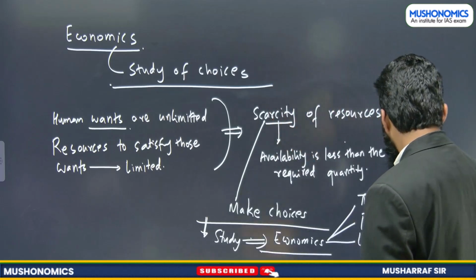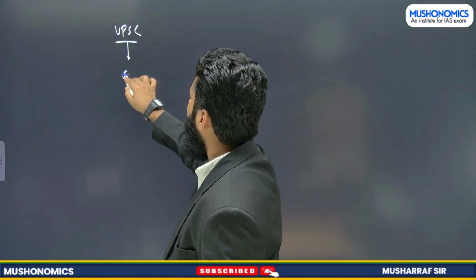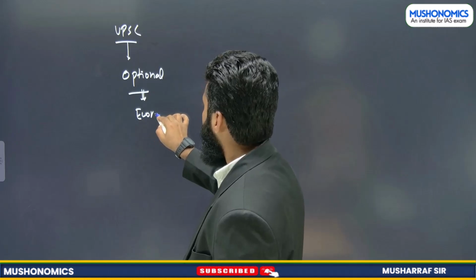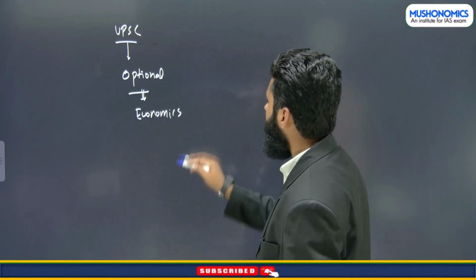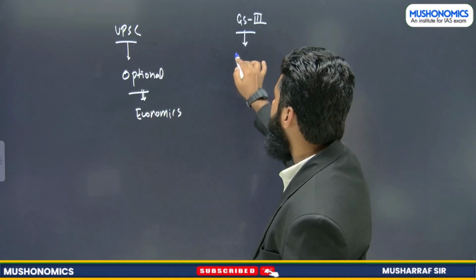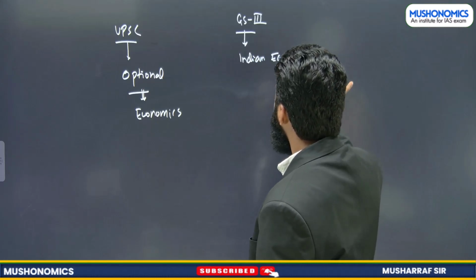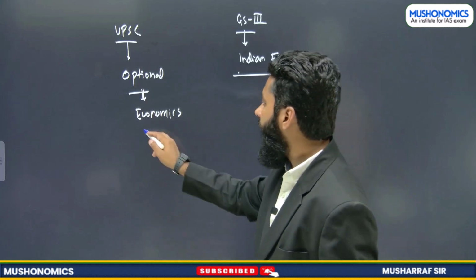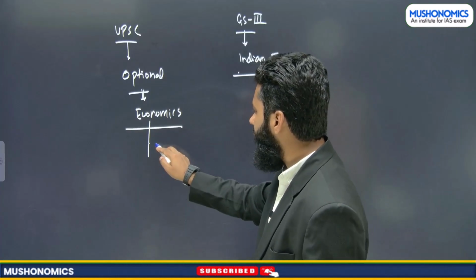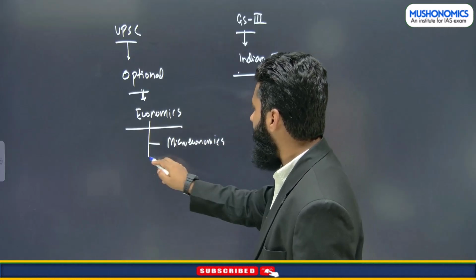For example, in UPSC, we have an optional paper of economics. We have an optional subject as economics, right? But if we talk about GS paper 3, we don't have the subject economics, rather we have Indian economy and related issues. So when we say Indian economy, what does that mean? We don't have to study entire economics. Economics is a very huge branch of science, whereas we have to study microeconomics, macroeconomics, right?